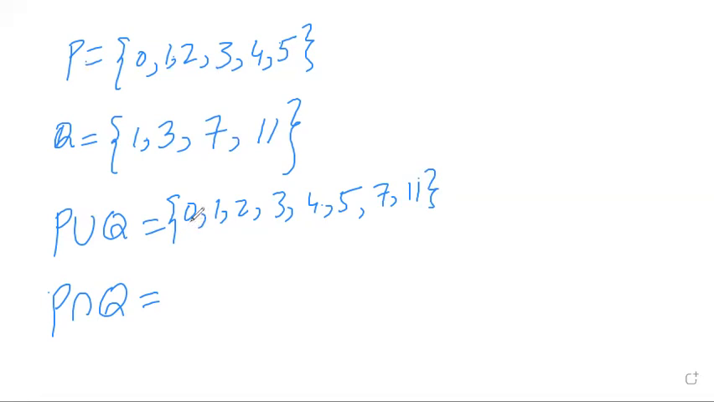Now for intersection, I will write the elements that are in both. When I have to write P intersection Q, for example, 1 is here, 1 is here, so I will write 1. Then 3 is here, 3 is here, so I will write 3. That will be all, because no other element is in both. 1 is in both, 3 is in both, so that I will write. This is the intersection of P and Q. Okay.